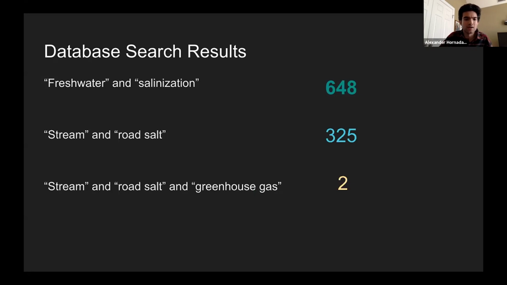There's a really significant body of research on, again, the effects of salinization of freshwater, but as you get more specific and incorporate, okay, which one of those effects perpetuate emissions? How do road salts play a part in it? We get much fewer results.